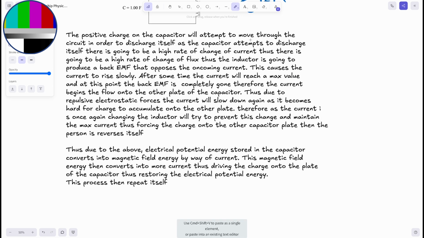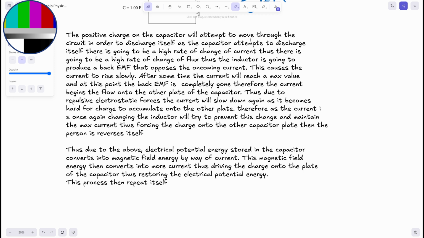The positive charge on the capacitor will attempt to move through the circuit in order to discharge itself. As the capacitor attempts to discharge itself, there is going to be a high rate of change of current, thus a high rate of change of flux, thus the inductor is going to produce a back EMF that opposes the oncoming current. This causes the current to rise slowly. After some time, the current will reach a max value.